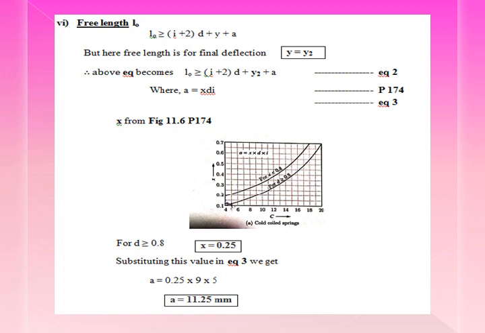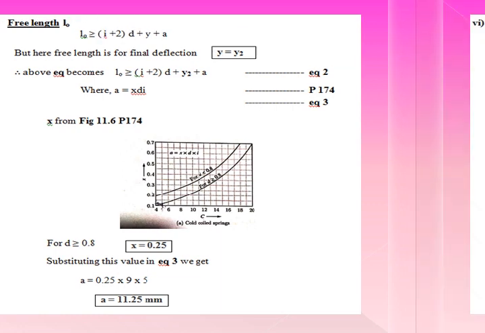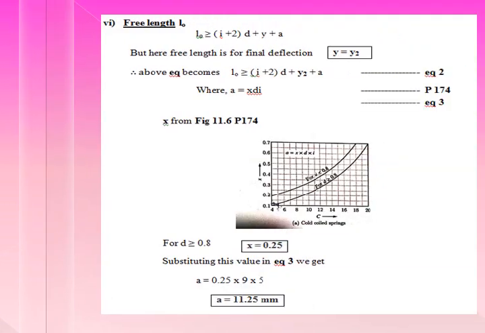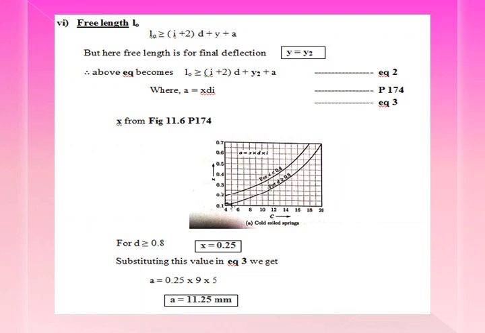Yes, we got the number of active coils i equal to 4.65 and rounded that to 5 coils or turns. Now, the next unknown is the free length L naught, which can be evaluated by using the equation L naught is greater than or equal to i plus 2 into d plus y plus a. But here that free length is for the final deflection, that we know. Solid length is for the initial deflection and free length is for the final deflection. So we are supposed to replace y by y2 in the above equation.